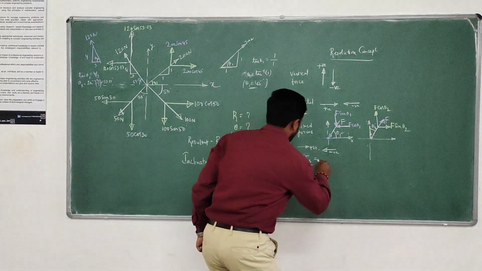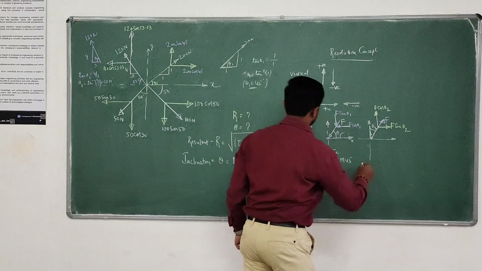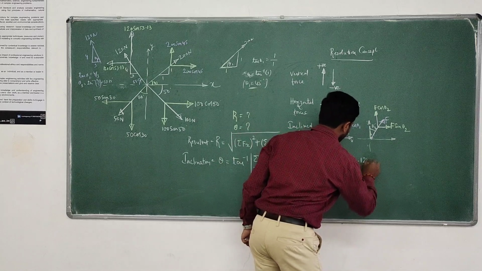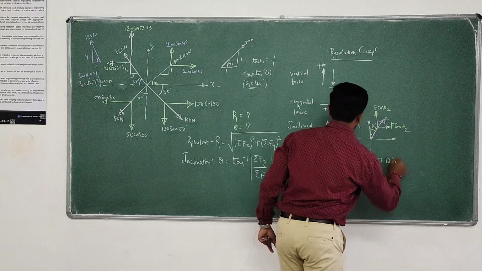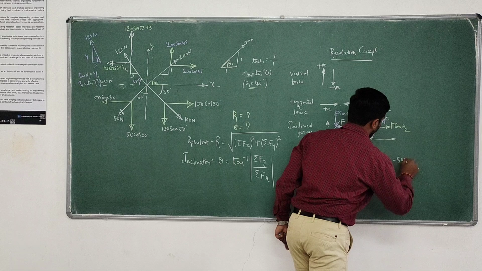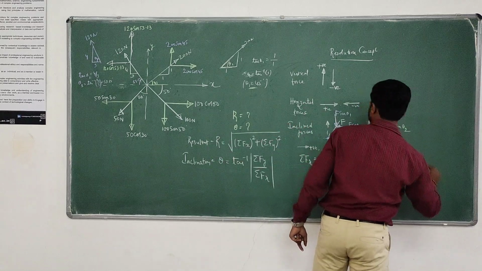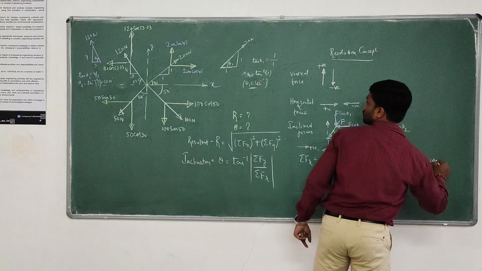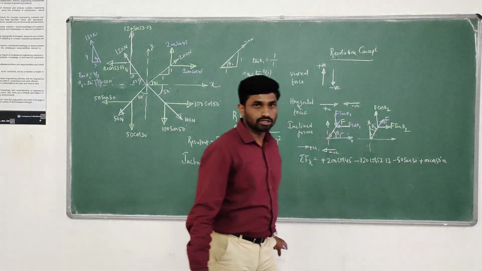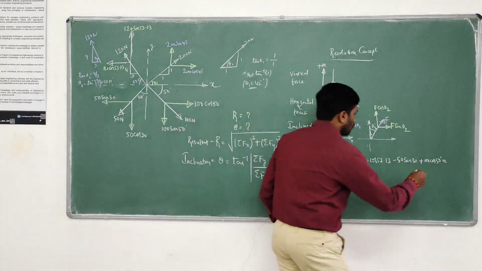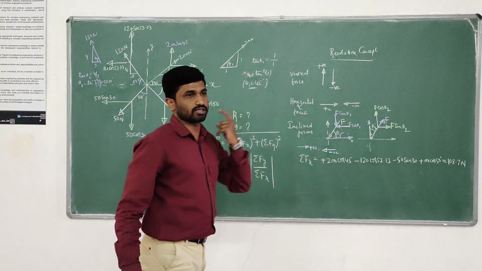So do this sum. One is plus 200 cos 45. Next one is minus 120 cos 53.13, minus 50 sin 30, plus 100 cos 50. Now do this sum. How much? 108.7 Newton. This is the sum of all horizontal forces.